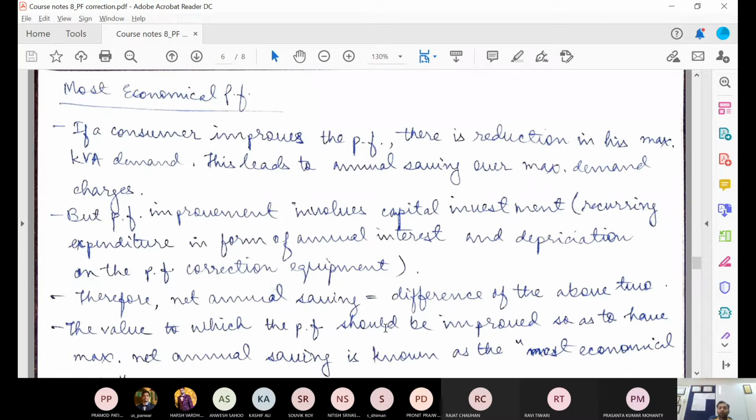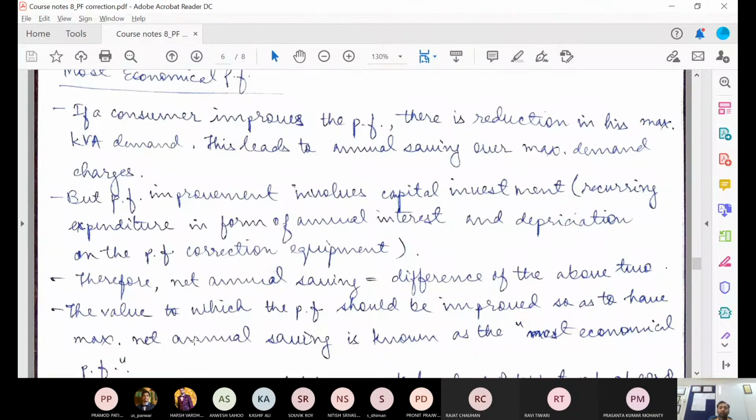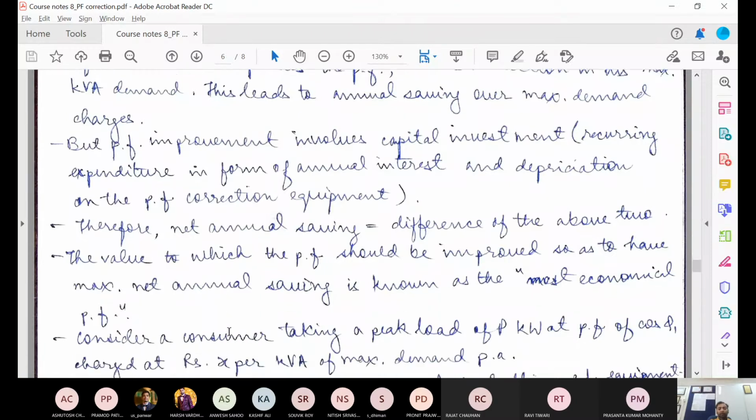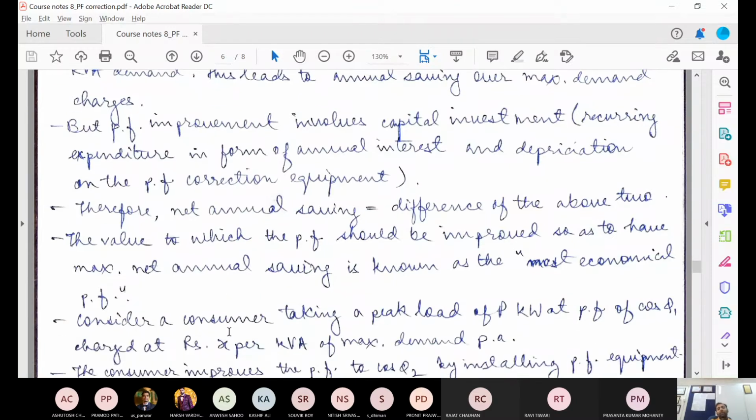Then the value to which the power factor should be improved so as to have maximum net annual saving is known as the most economical power factor. So we'll do the analysis for this: what should be the power factor to which we should improve so that this net annual saving is maximized, because that is what is going to make economic sense. So the net annual saving is what we want to maximize, and that power factor at which this net annual saving is maximized is defined as the most economical power factor. So with that background, let's look at the analysis.